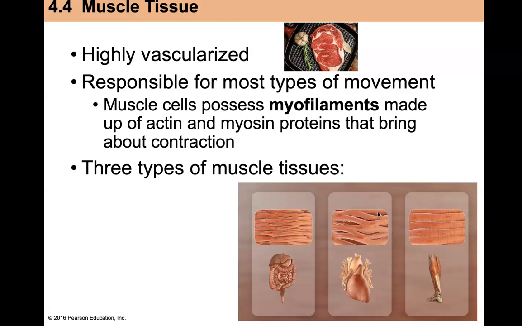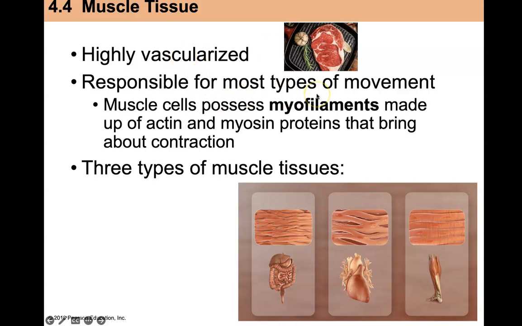Our next type of tissue is going to be muscle tissue. Again, we're just going to go through this really briefly because in just a couple chapters, we're going to have a whole chapter on this, okay? So very briefly, muscle tissue is highly vascularized. You intuitively know this because you know that the meat you're eating, which is mostly muscle, is red. It's red for a reason.